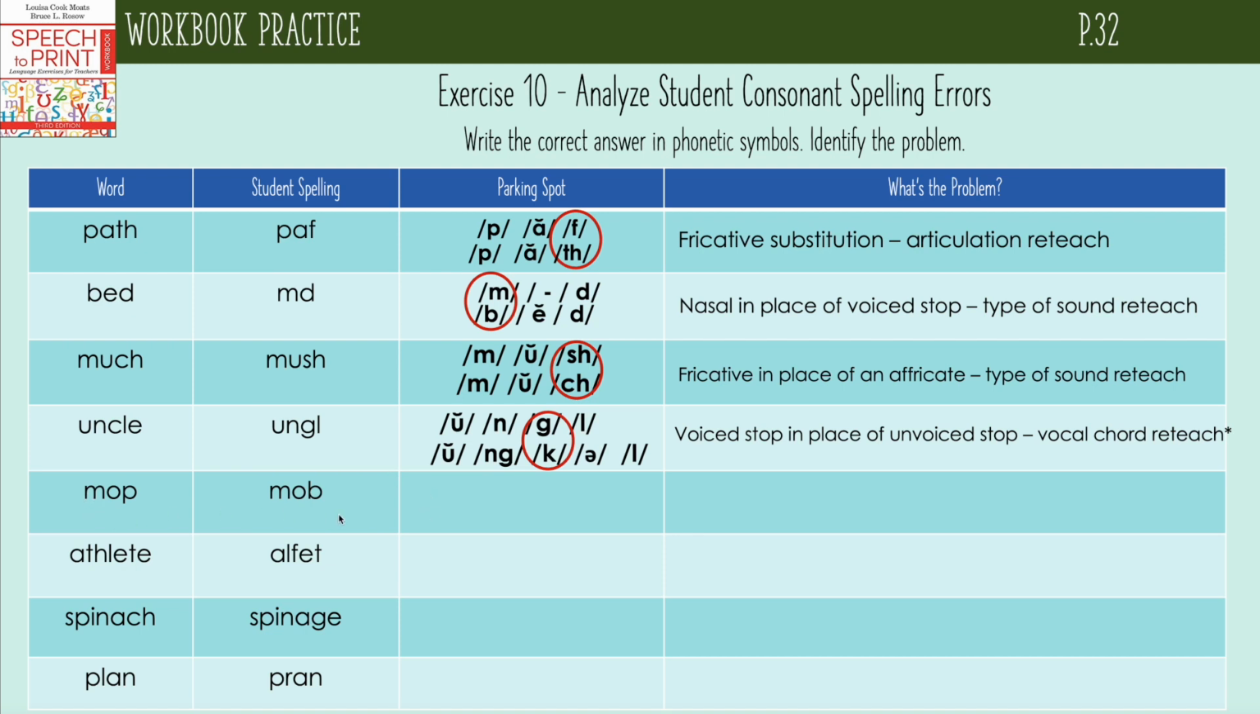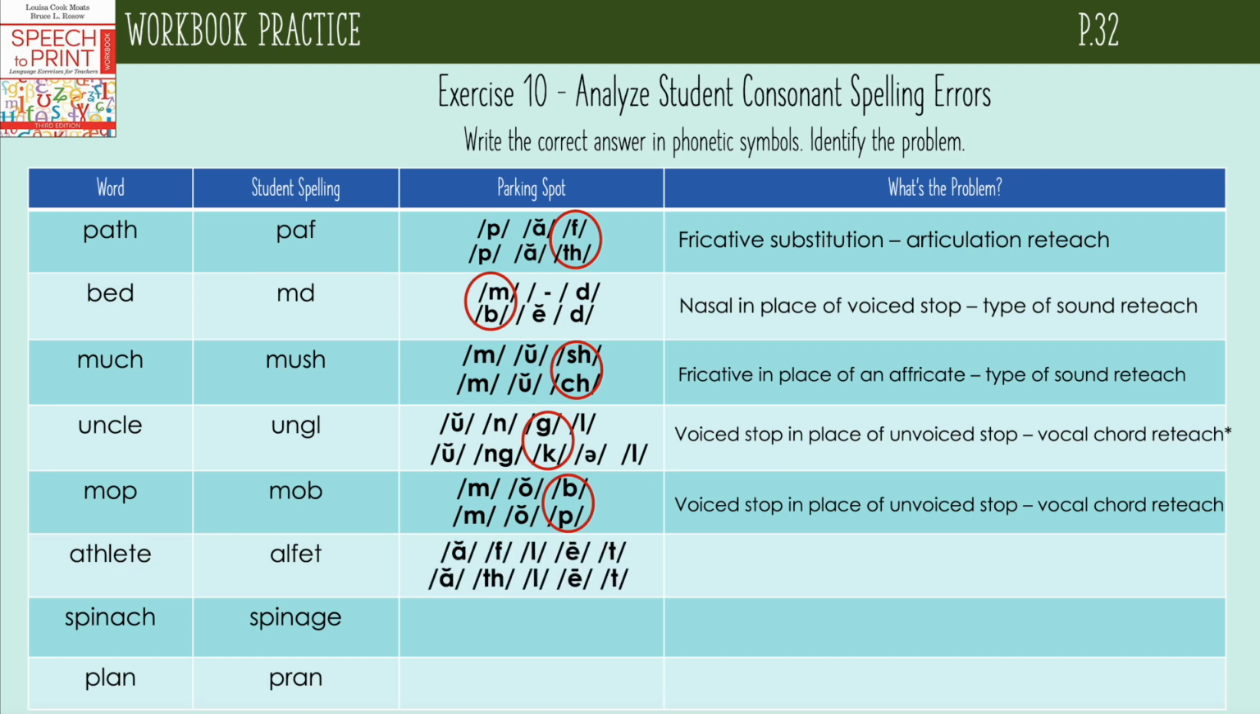Now with mop, the replacement has been a stop. It has replaced a voiced for an unvoiced stop. So you need to talk about the unvoiced and voiced options of those words again with that vocal cord reteach. Have them put their hand on their throat to feel that vibration.